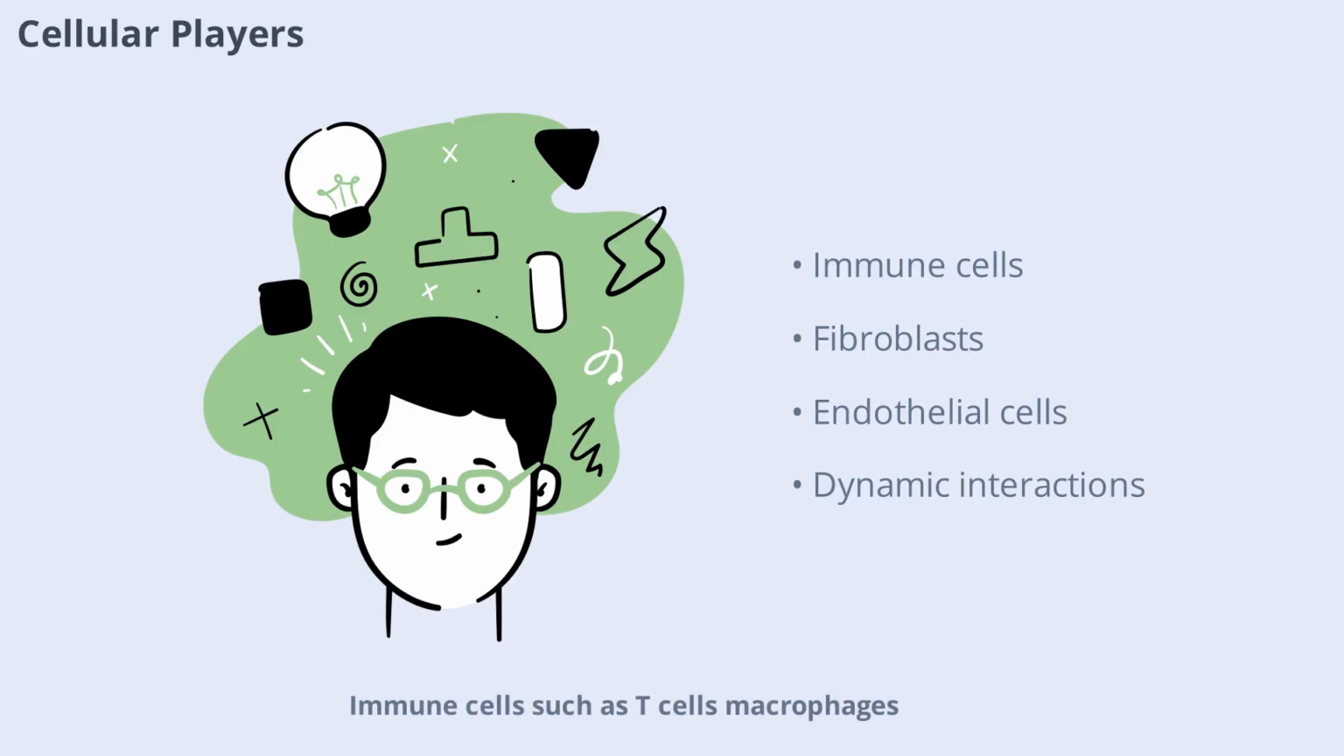Immune cells such as T cells, macrophages, and dendritic cells can either attack tumor cells or paradoxically help them evade immune detection. Fibroblasts contribute to the structural framework and secrete factors that influence tumor growth. Endothelial cells form blood vessels, supplying nutrients and oxygen to the tumor. Each cell type interacts dynamically, creating a constantly shifting environment that impacts cancer progression.